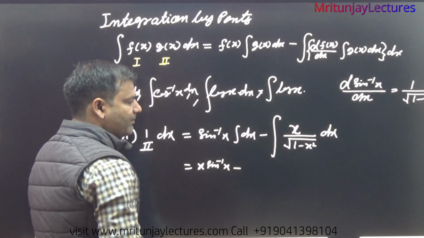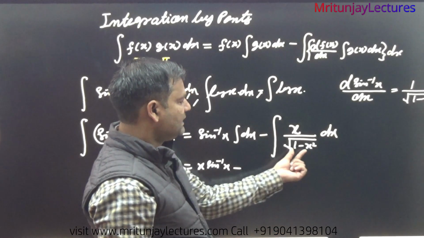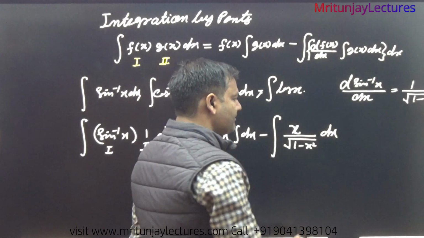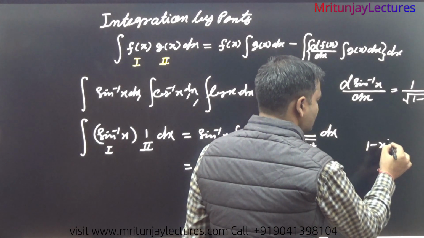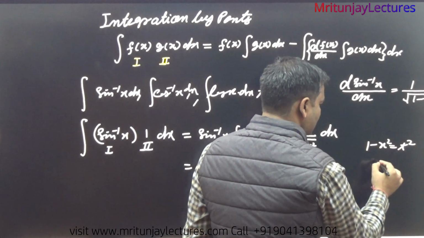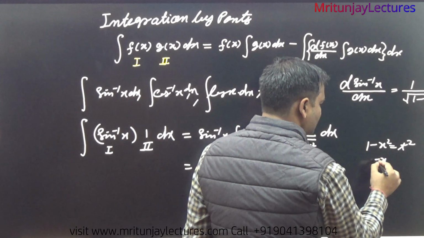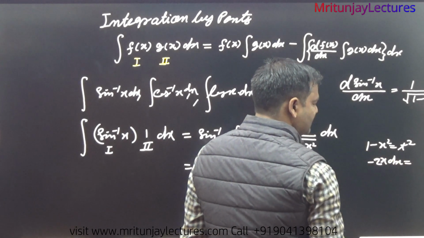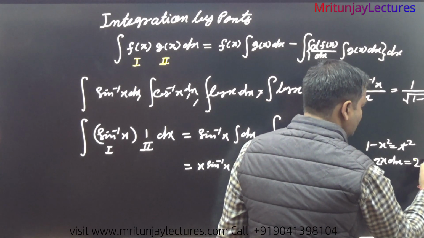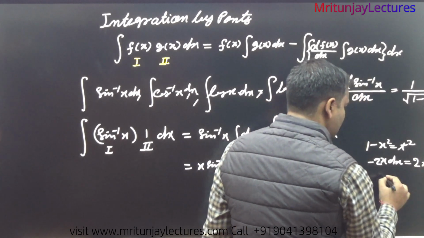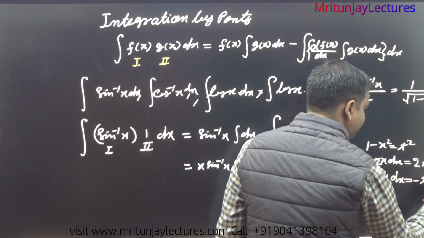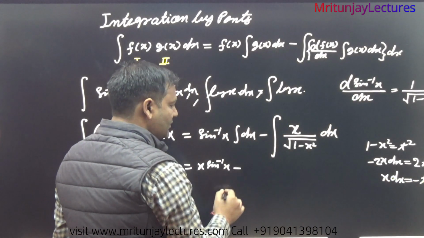Now how can we solve? If you see very carefully, if you take 1 minus x square is t square, then differentiate both sides, then we get minus 2x dx is equal to 2t dt. So x dx is equal to minus t dt. That value put here, then we get how much?